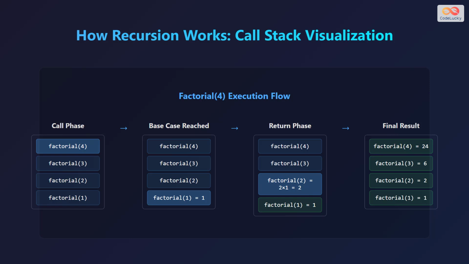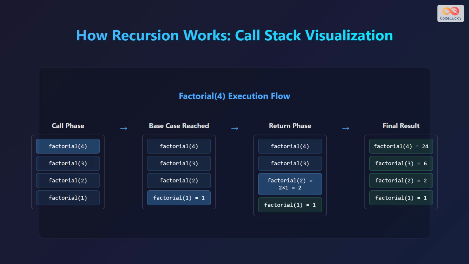Let's visualize how recursion works using the example of calculating the factorial of 4. First, we have the call phase. Here, factorial of 4 calls factorial of 3, which calls factorial of 2, which then calls factorial of 1. These calls are stacked on top of each other. This is called the call stack. Next, the base case is reached. Here, factorial of 1 returns 1, which is the base case.